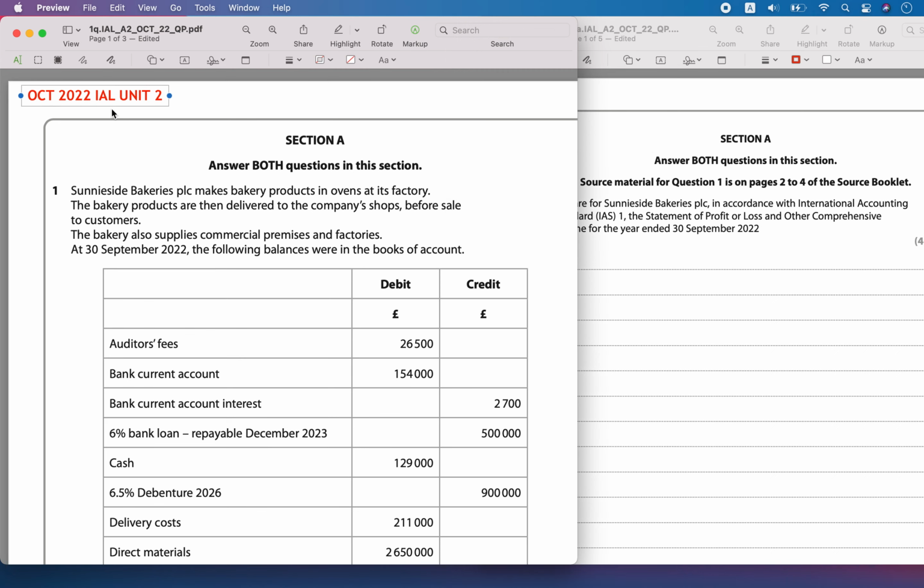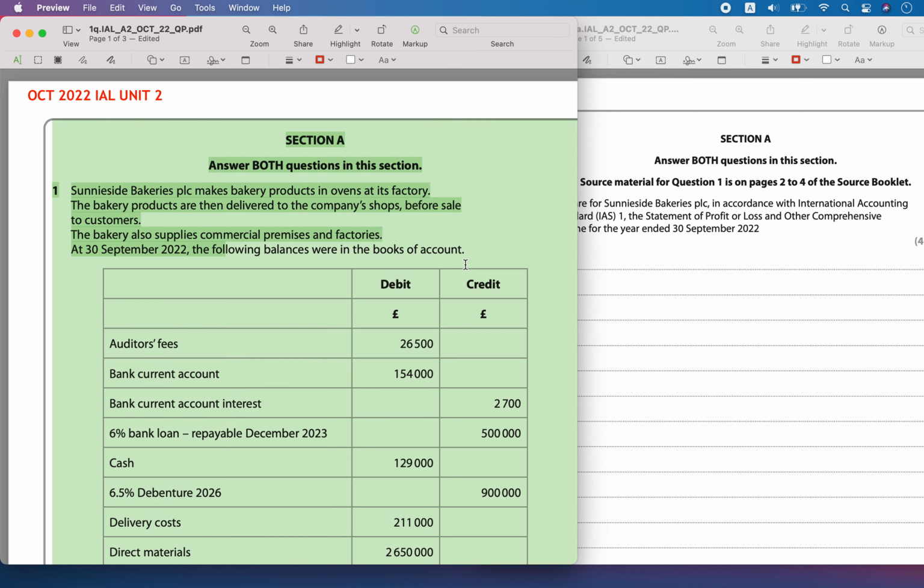Hello, today we are solving October 2022 IAL Unit 2. First question: Sunnyside Bakeries PLC makes bakery products in ovens at its factory. The bakery products are then delivered to the company's shops before sale to the customers. The bakery also supplies commercial premises and factories.